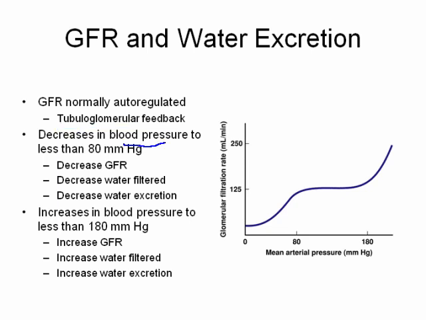Decreases in blood pressure below that decrease glomerular filtration rate and therefore decrease the amount of water that's filtered and the amount of water that's excreted. Increasing blood pressure above this autoregulatory range increases GFR and the amount of water that's filtered and the amount of water that's excreted.